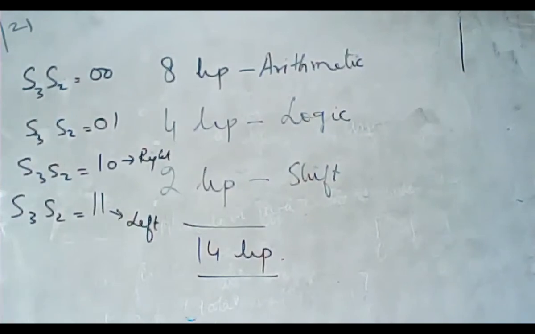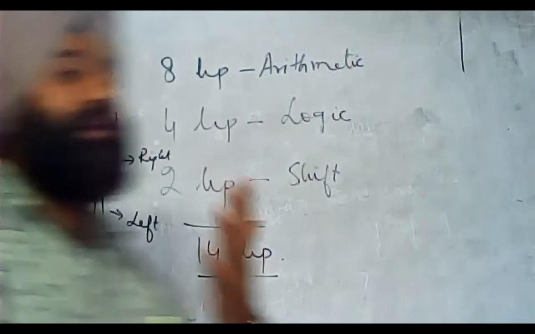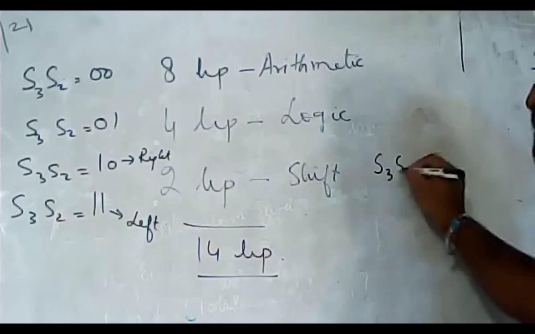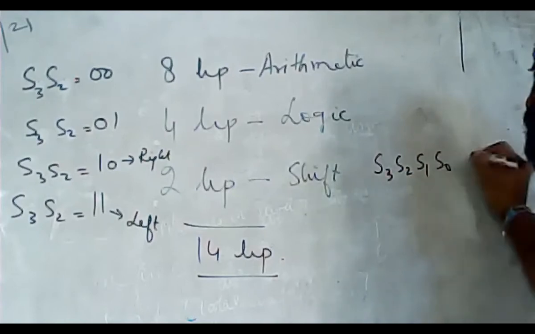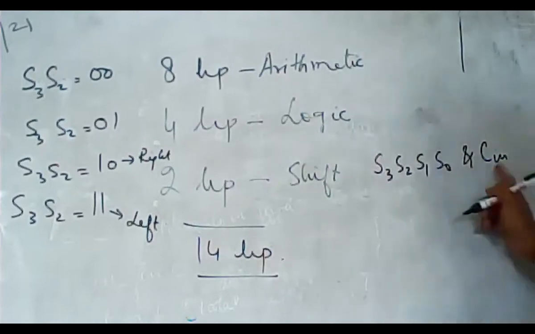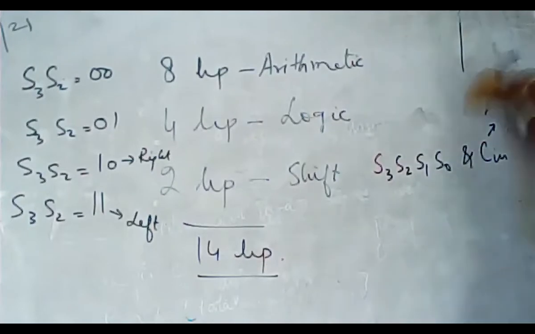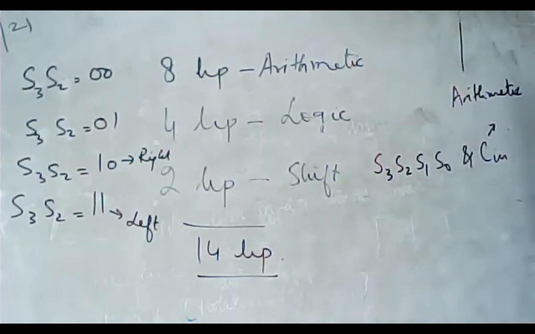Each operation will be executed with the help of a total of 5 inputs. So what are those 5 inputs? S3, S2, S1, S0, and Cin, or you can say Cin. Cin means carry input, and it is basically used for arithmetic operations, because you know a carry will be generated in the form of arithmetic operations. Right?